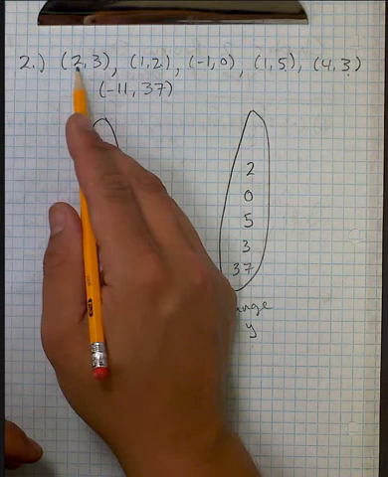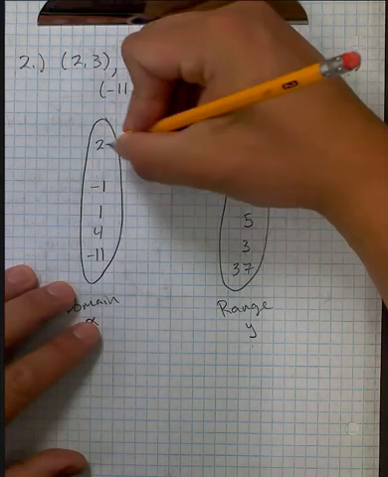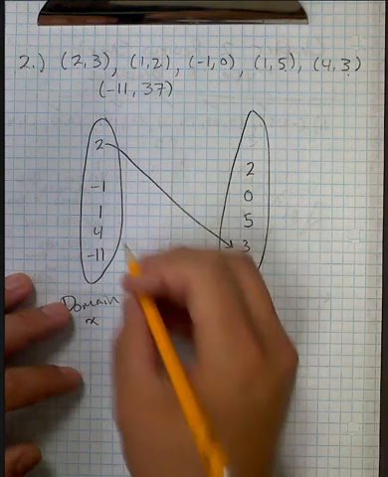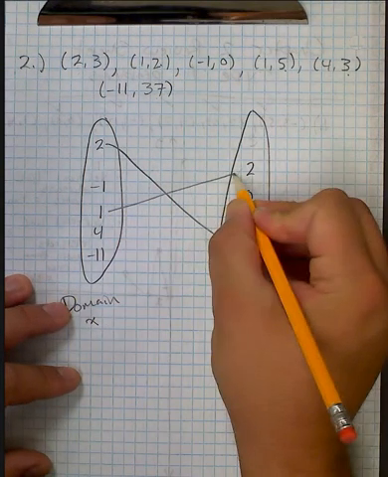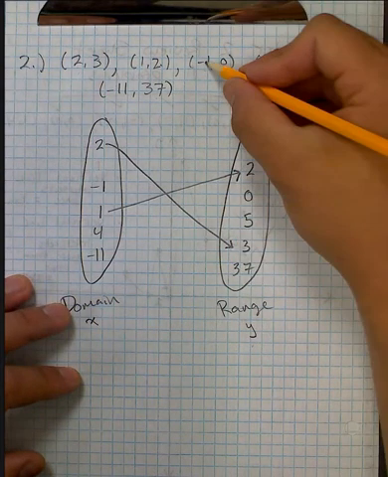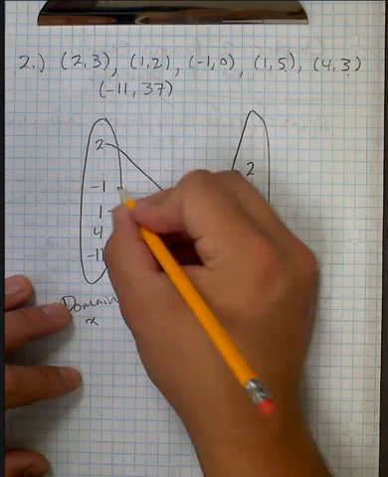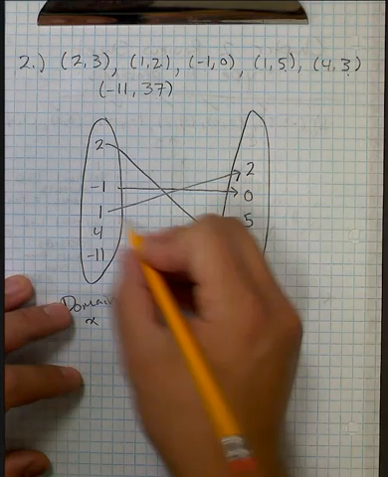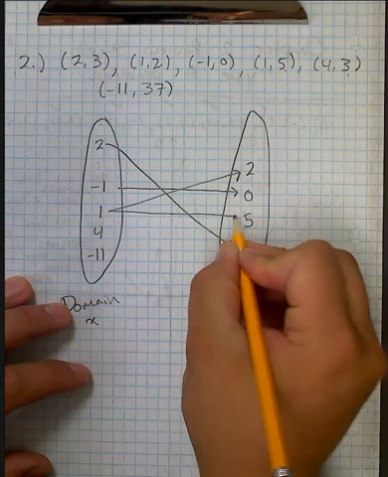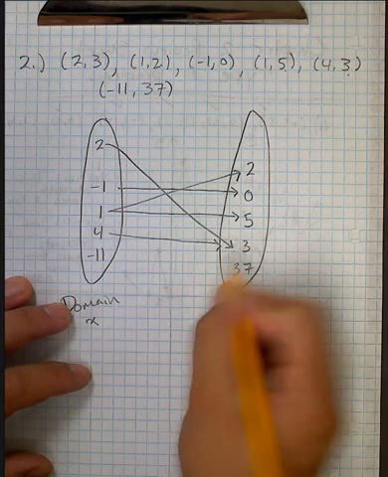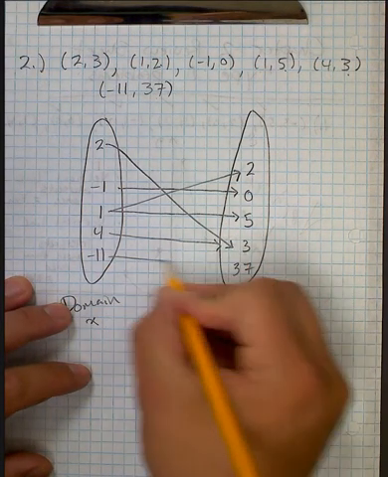2 and 3 map to each other, so I'm going to make an arrow from 2 to 3. 1 goes to +2, sorry, it's early. And -1 mapping to 0. 1 mapping to 5, 4 mapping to 3, and -11 mapping to 37.